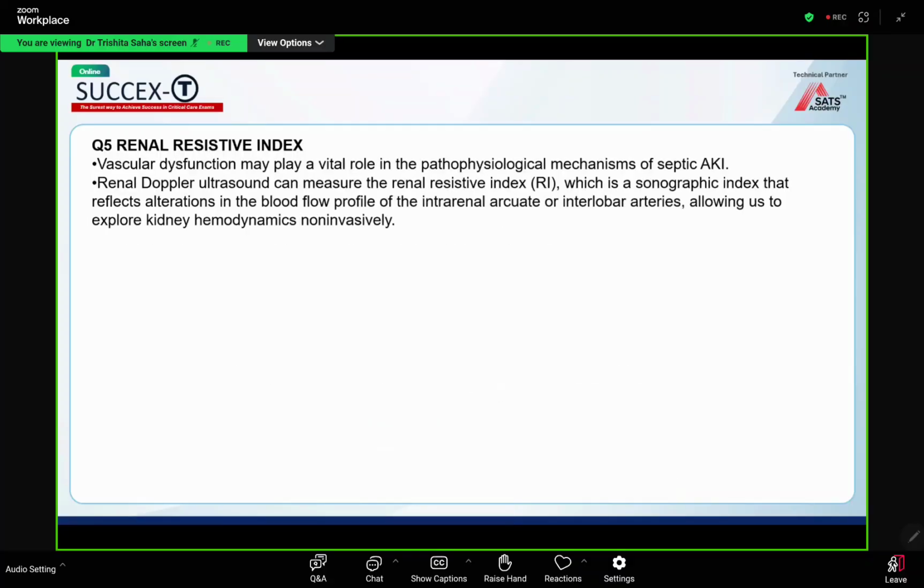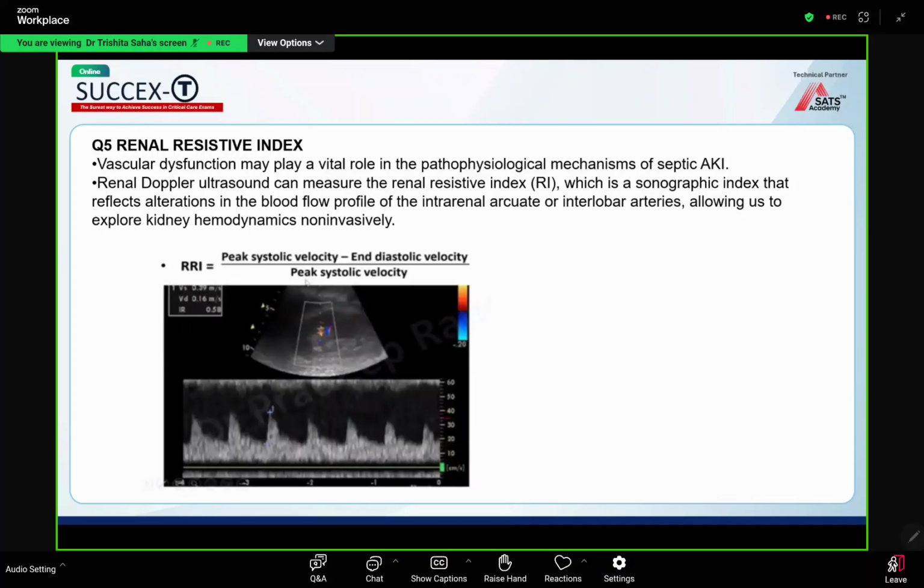So coming to the next question, it is about the use of USG. The next part will be the renal resistive index. What is the background for the renal resistive index? We know that vascular dysfunction plays a vital role in the pathophysiological mechanism of septic AKI. So renal Doppler ultrasound can measure the renal resistive index, which is a sonographic index that reflects alteration in the blood flow profile of the intrarenal arcuate or interlobular arteries, allowing us to explore kidney hemodynamics non-invasively. So what is RRI, the renal resistive index?